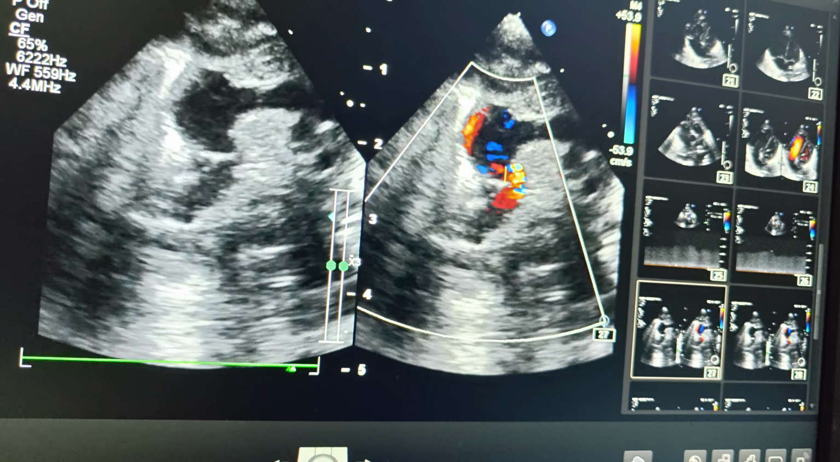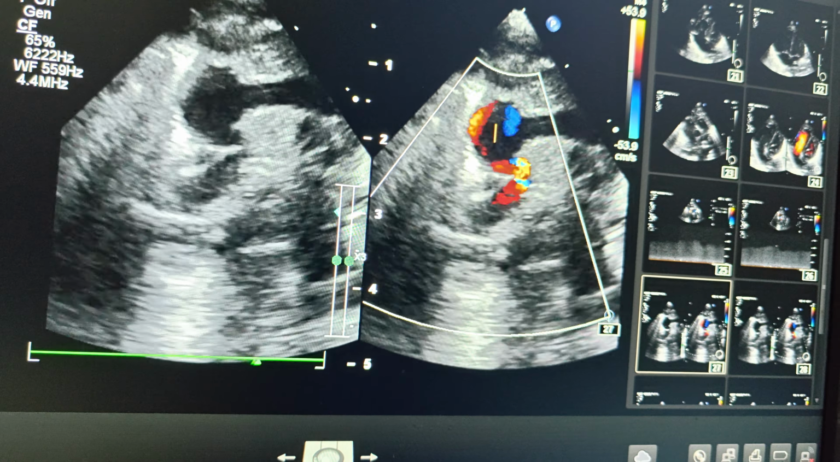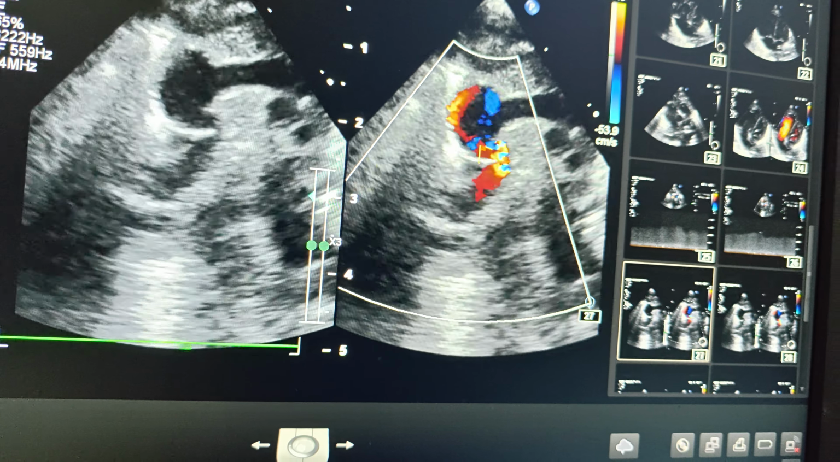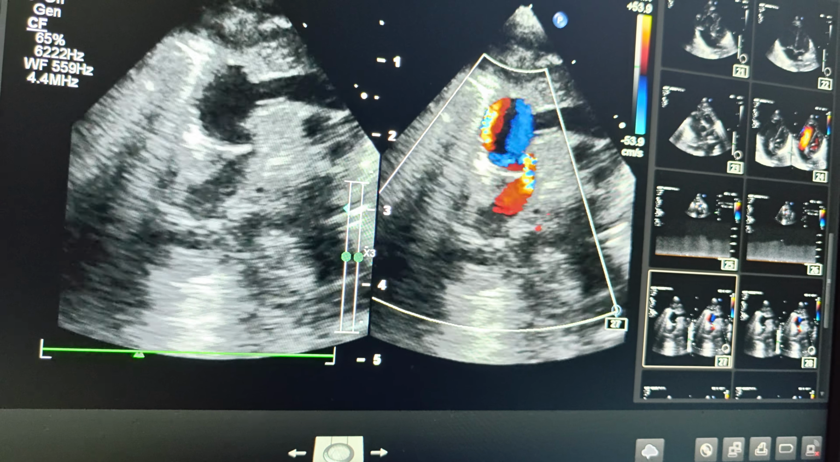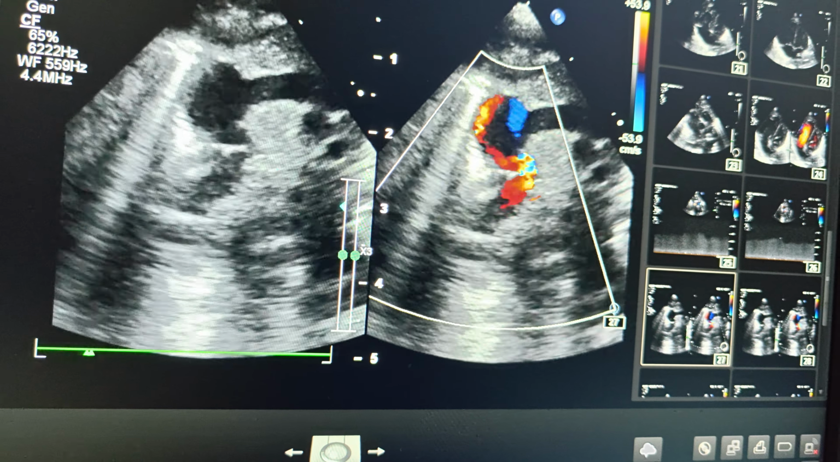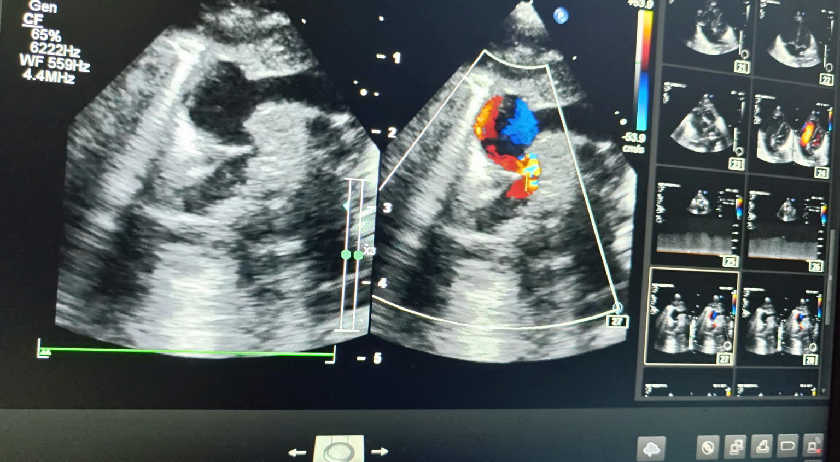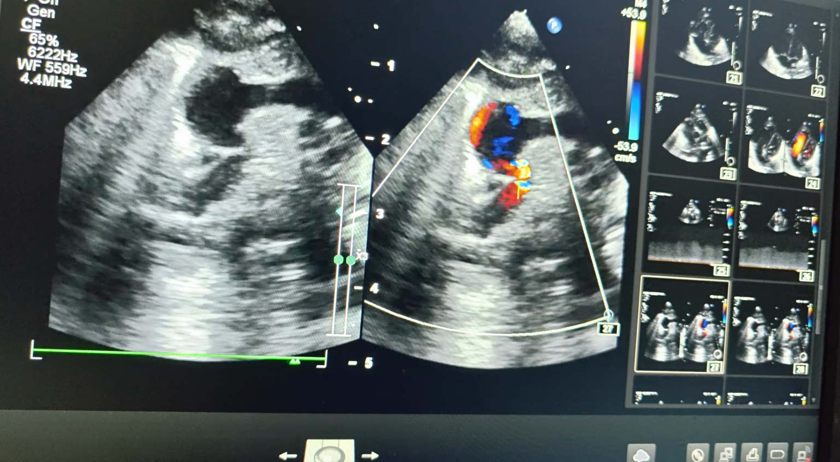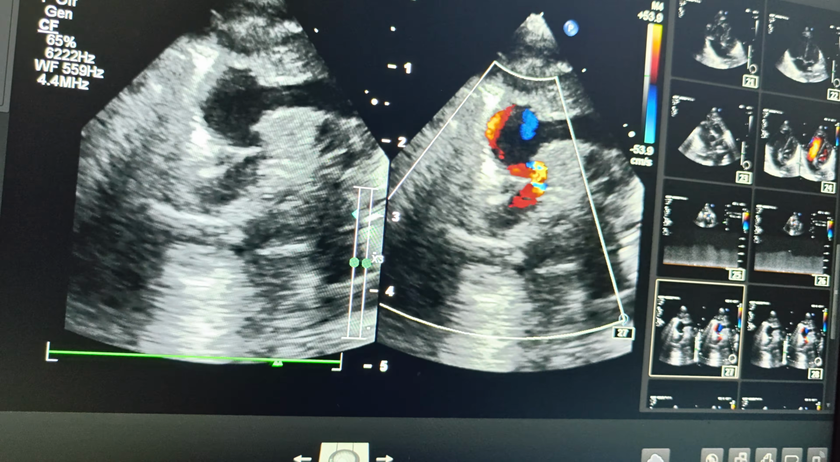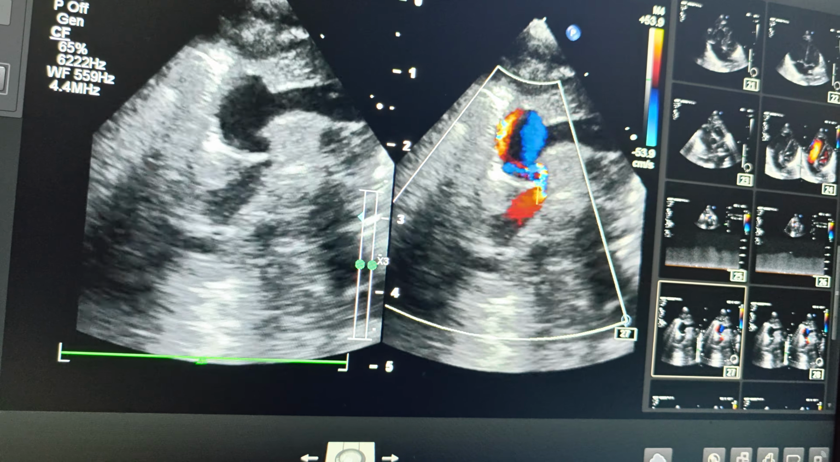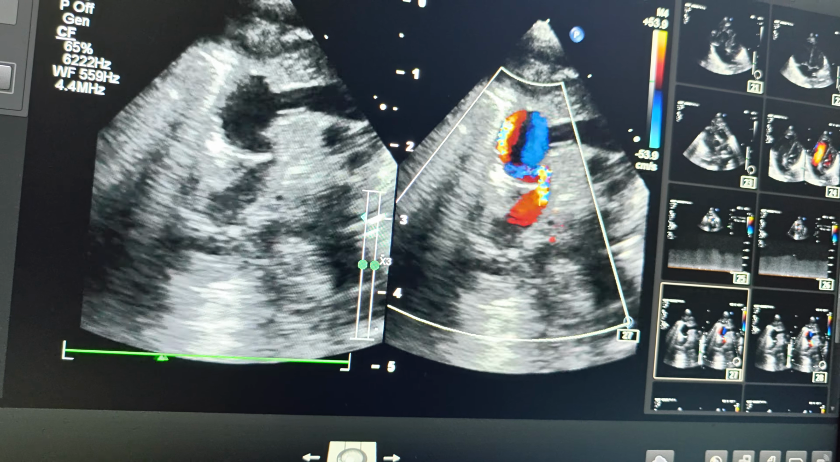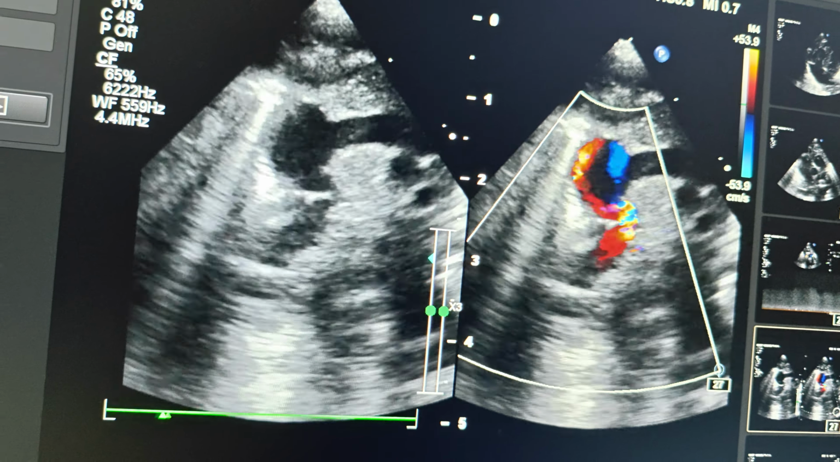You can see the superior vena cava, this is left innominate, this is right, and finally the superior vena cava. So here is the flow obstruction. What does venous flow obstruction mean? There will be more pressure in the pulmonary capillaries, ultimately there will be pulmonary edema, and that will present as shortness of breath and less oxygen saturation. Proper oxygenation will not happen in that case. That is the scenario in this case.